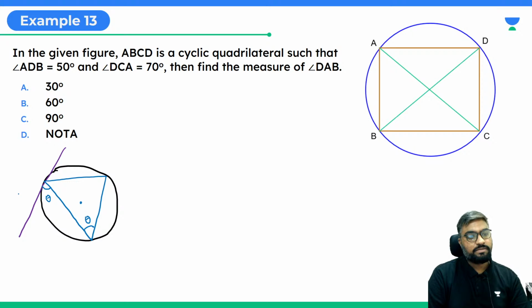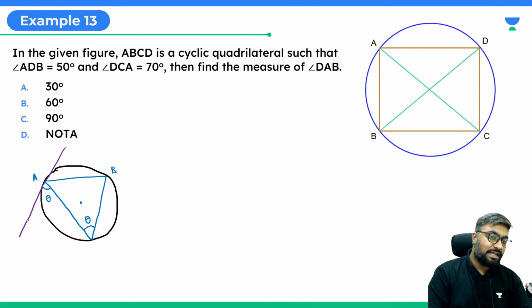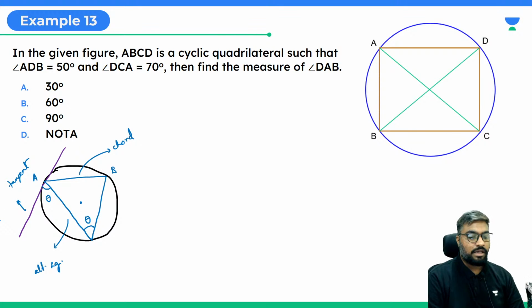Did you understand, Manan? Chord AB will form two angles, one on the circle and the other with the tangent. This is called the alternate segment. This is your chord. This is your alternate segment. And this is your tangent. Okay, did you understand, Manan?